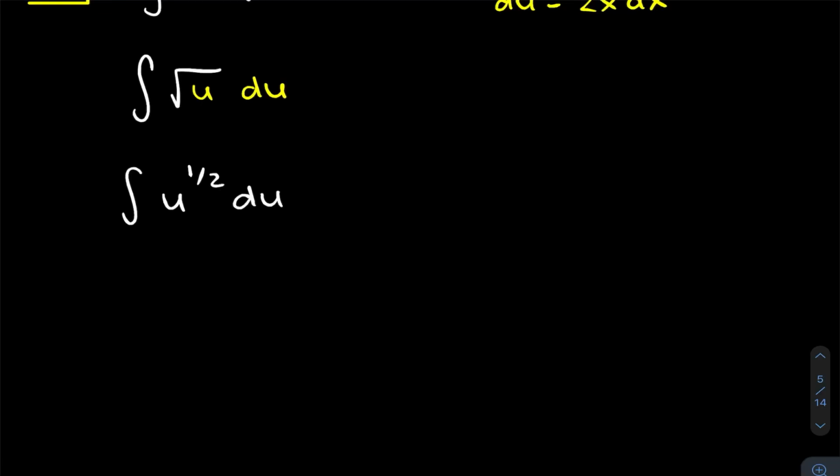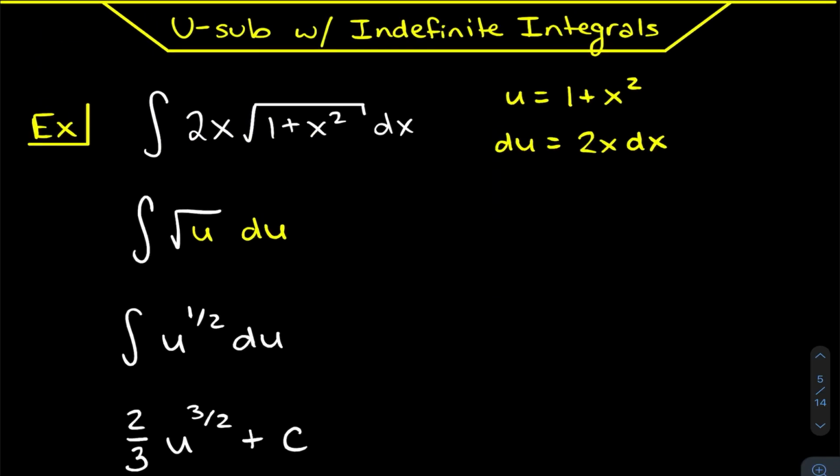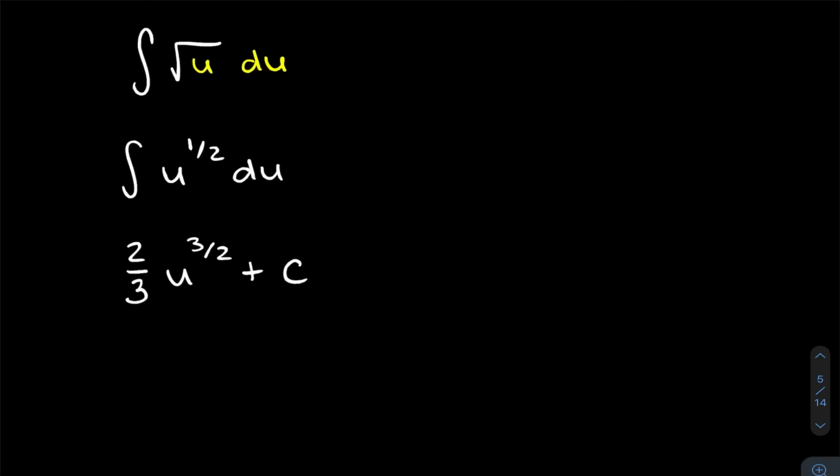This guy is going to get raised by 1 to become u to the 3/2. And then we bring it out front and flip it. And so instead of being a 3 over 2, it's now a 2 over 3, and we add on our c. And now we're just going to plug in for u. U is 1 plus x squared.